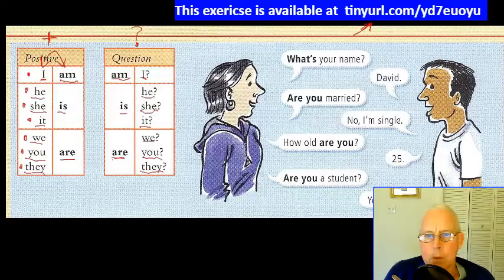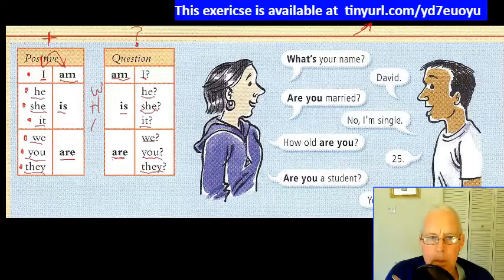And we'll see in a moment also that if you wish to make these questions WH questions, you just put the WH word in the front. So for example, we'll just put the word what. So we'd have what am I, what is he, what is she, what is it, what are we, what are you, what are they.